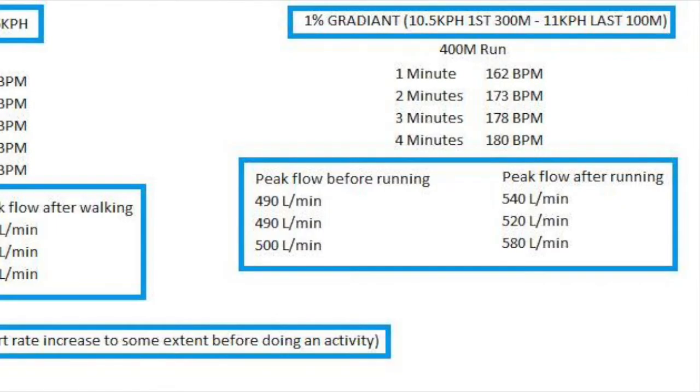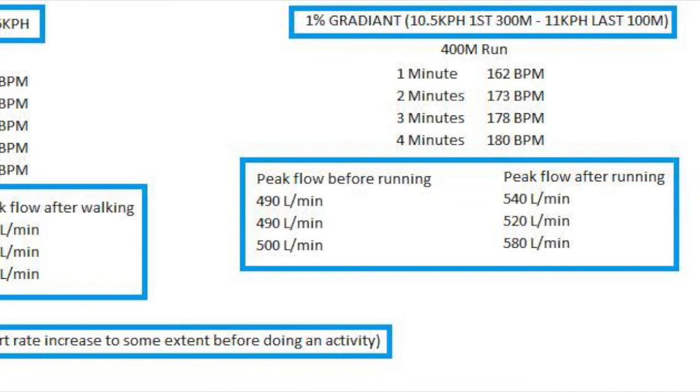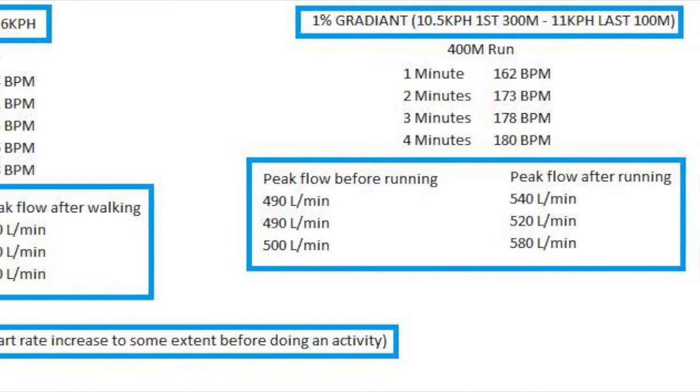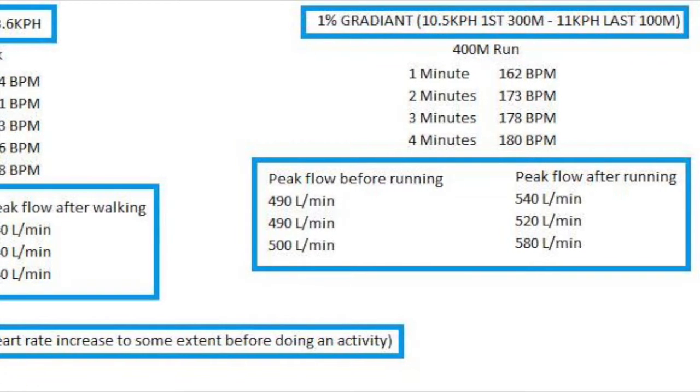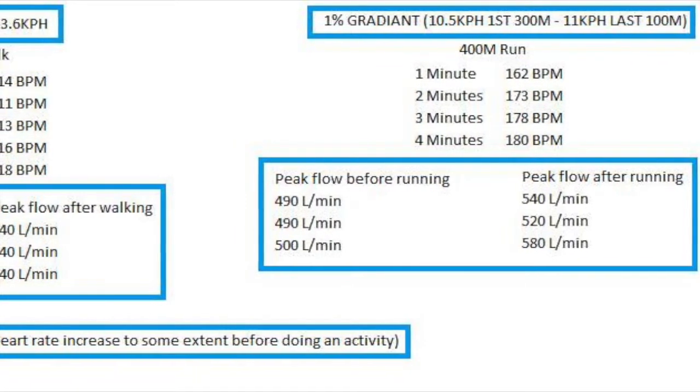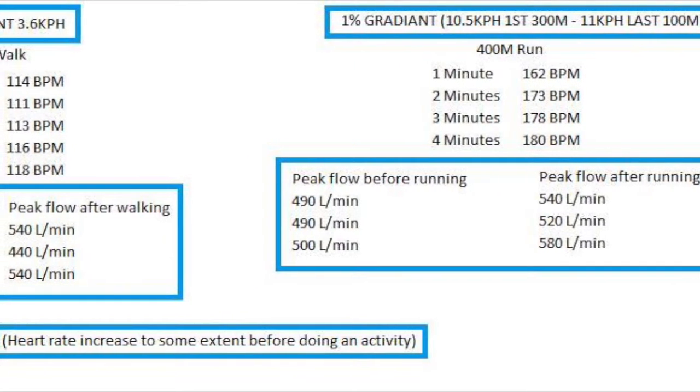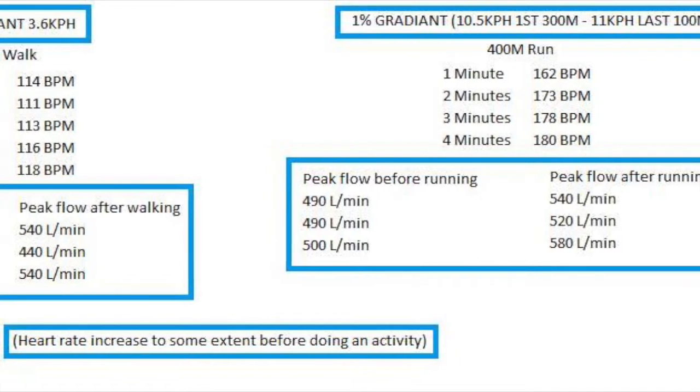The subject's resting heart rate was 98 beats per minute. The average is usually 65 to 75 beats per minute. A reason why the subject's heart rate was this high is because the heart rate can elevate to an extent even before doing an activity. This is because the body is preparing for exercise due to the adrenaline rushing around the body.